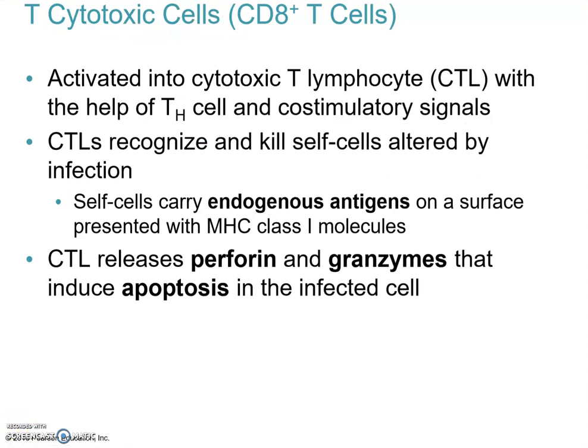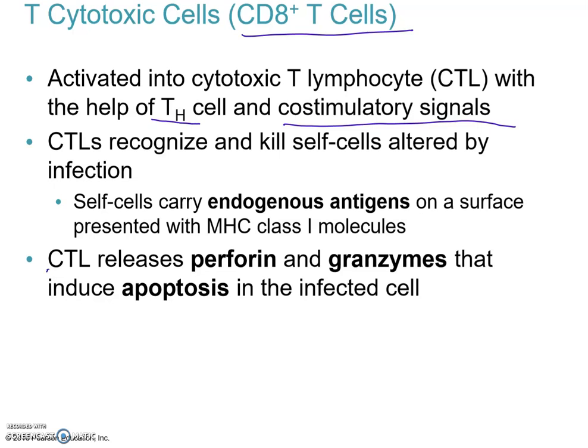Let's move on to CD8 plus T cells. Those are cytotoxic T cells. They're activated into cytotoxic T lymphocytes with the help of helper T cells and other co-stimulatory signals. Cytotoxic lymphocytes, they recognize and kill self cells altered by infection. Self cells carry endogenous antigens on a surface and presented with MHC class 1 molecules.